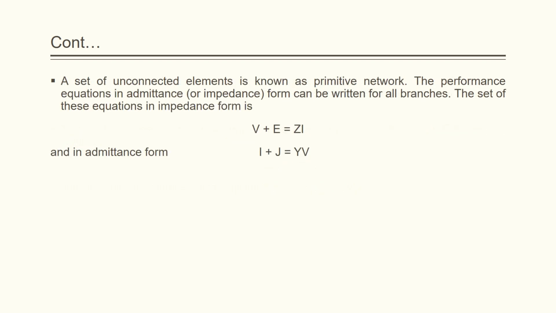A set of unconnected elements is known as a primitive network. The performance equations in admittance form can be written for all branches. The set of these equations in impedance form is V plus E is equal to ZI, and the admittance form is I plus J is equal to YV.